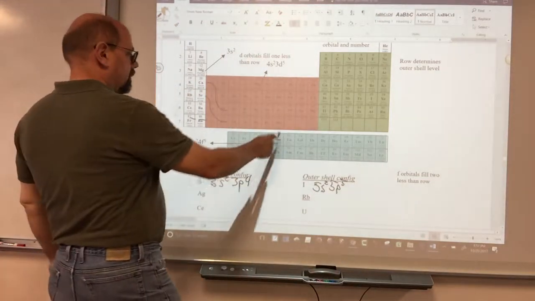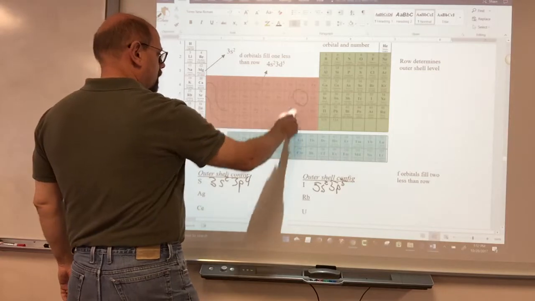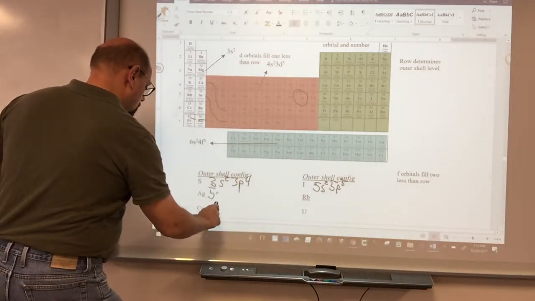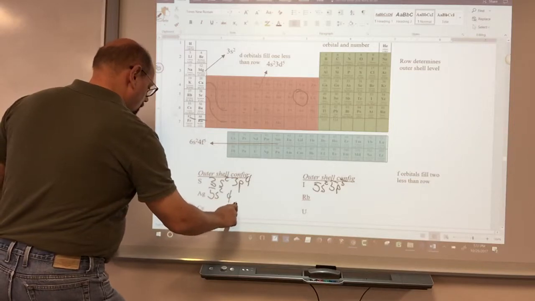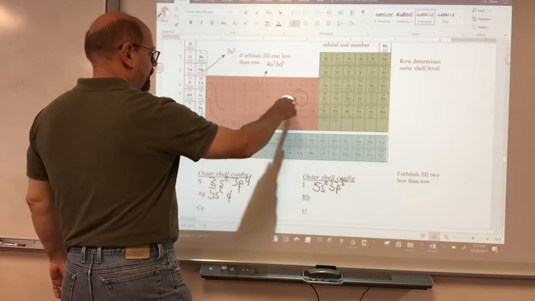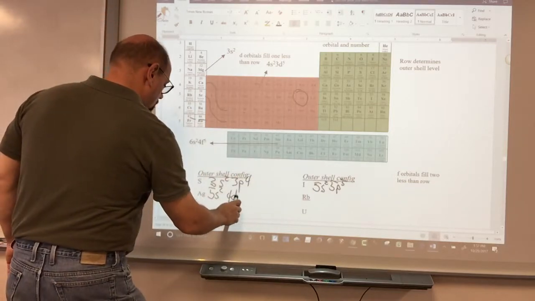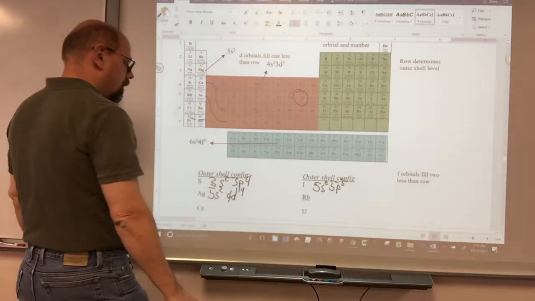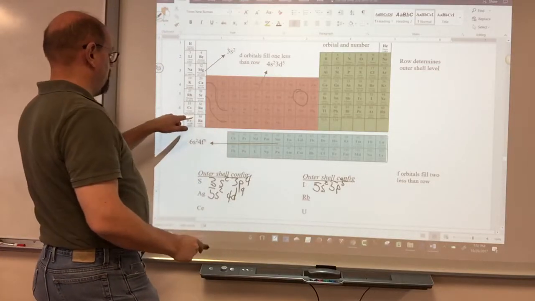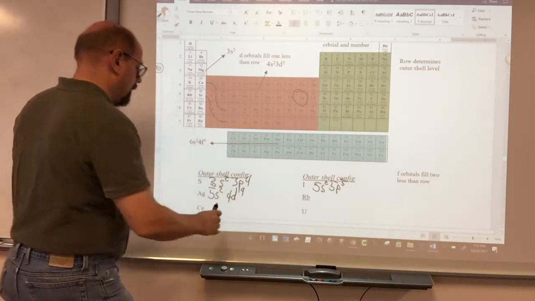Okay, silver. Silver's right in here. It's in the 5th row, so it's got a 5s2. And the D's are one back, and it's the 9th element, or I can count over 1, 2, 3, 4, 5, 6, 7, 8, 9. 4d9. Rubidium is right here on the end. Let's clean that up a little. Rubidium's right here. 5s1.